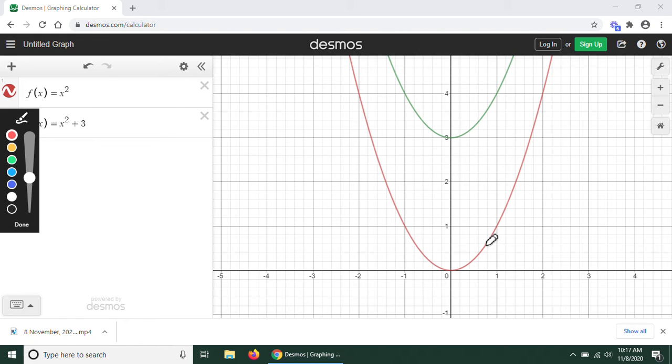Now, this graph in red is the graph that we started with. That is the graph of f of x is equal to x squared. That is our original graph. The graph in green, that is our new graph, which is represented by f of x is equal to x squared plus 3.